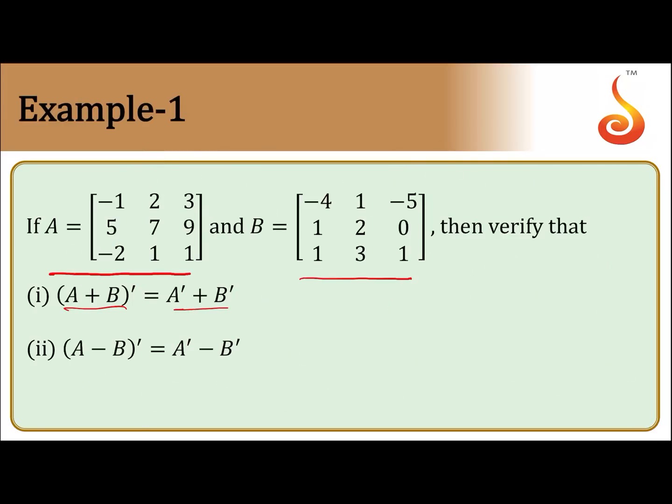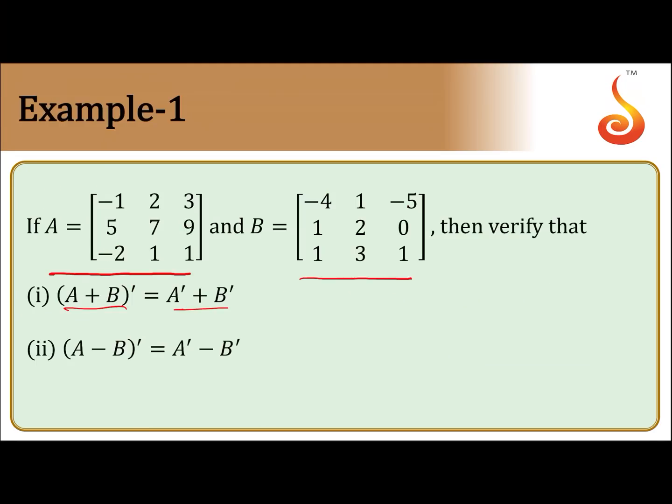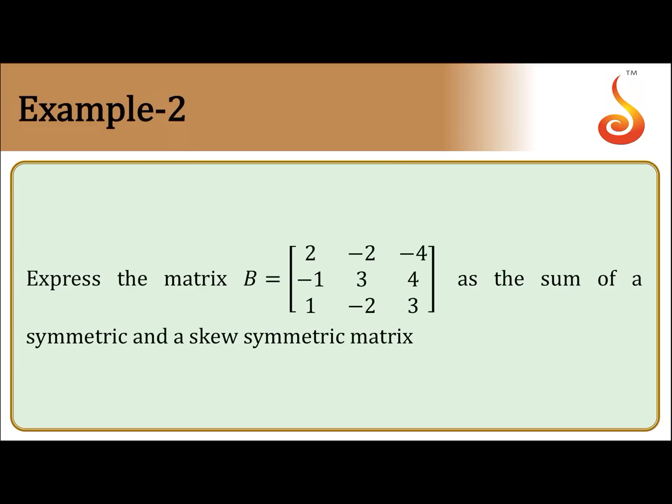We already had the discussion about expressing any square matrix as a sum of symmetric and skew symmetric matrices. It means any matrix can be written as (A plus A transpose) by 2 plus (A minus A transpose) by 2. So by using this process, I will express it. We have to express the given matrix B as half of (B plus B transpose) plus half of (B minus B transpose), where B plus B transpose is symmetric and this is skew symmetric, whose sum is equal to B.